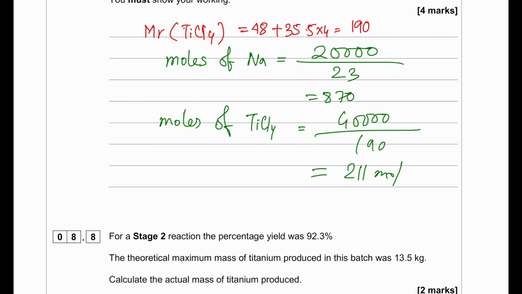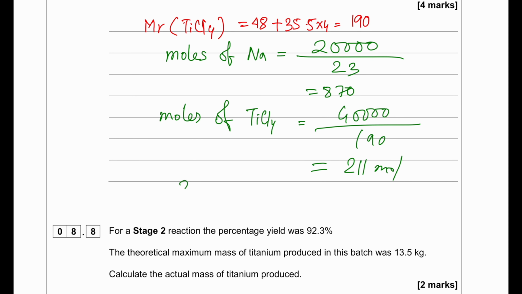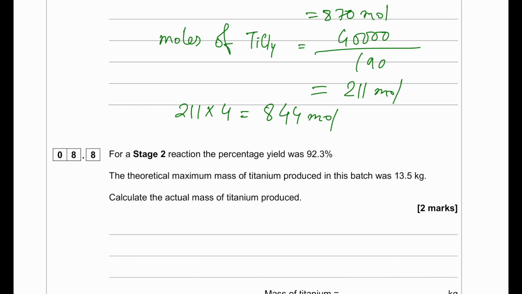All right. So for reacting 211 moles, we would require 4 times that of sodium, which would be 844 moles. However, we see that 870 moles is greater than 844 moles. Okay, so we will answer it in this way. 870 moles of sodium is more than the 844 moles of sodium that is needed. So that will be our written answer.